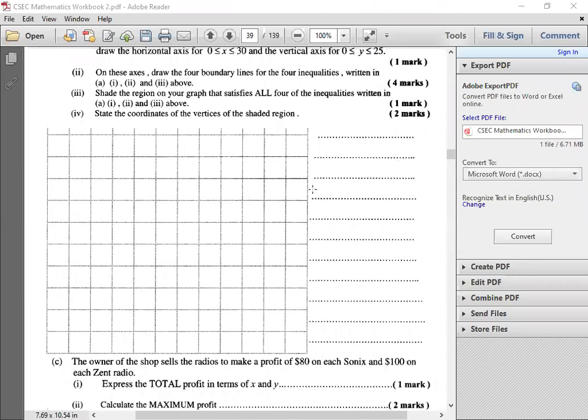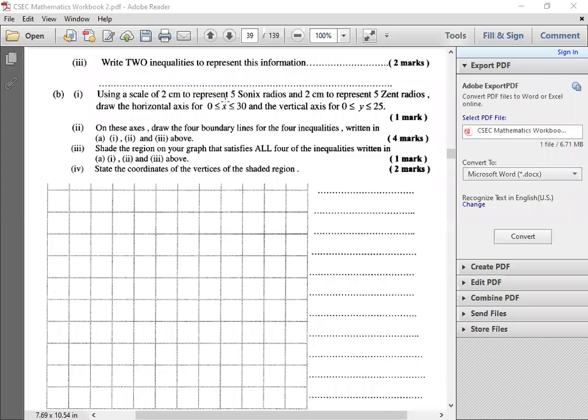So in this one now, you're asked to use 2 centimeters on both axes to represent 5. So each of the axes must go up by 5.